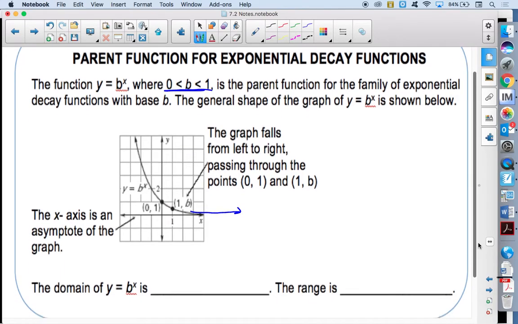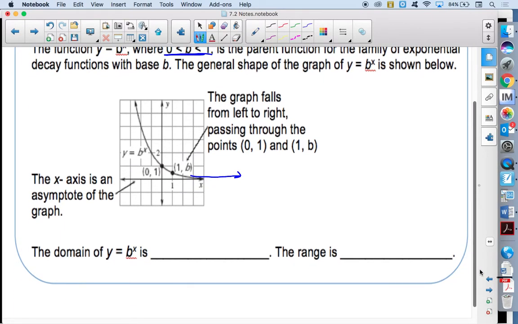So if we look at the domain, Paige, what's the domain of this graph here? The domain's still negative infinity to positive infinity. Just because we're changing the b value to be between 0 and 1 doesn't affect x. X can be any number, so you're allowed to plug any number in for x. How about the range? Ethan?